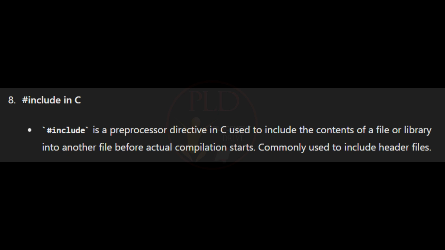And the eighth question is hash include in C. Hash include is a preprocessor directive in C used to include the contents of a file or library into another file before actual compilation starts. And it is commonly used to include header files.